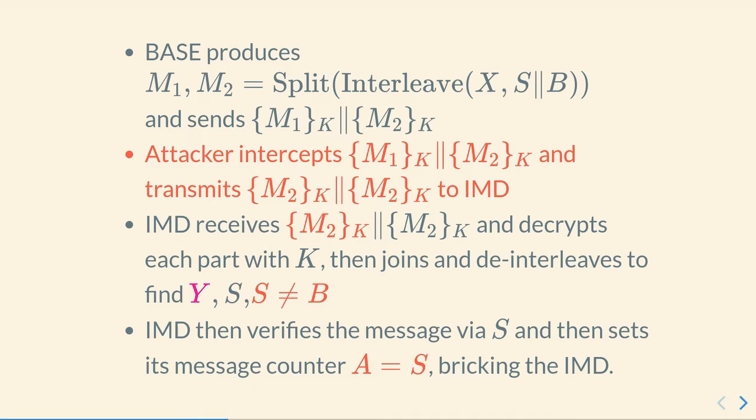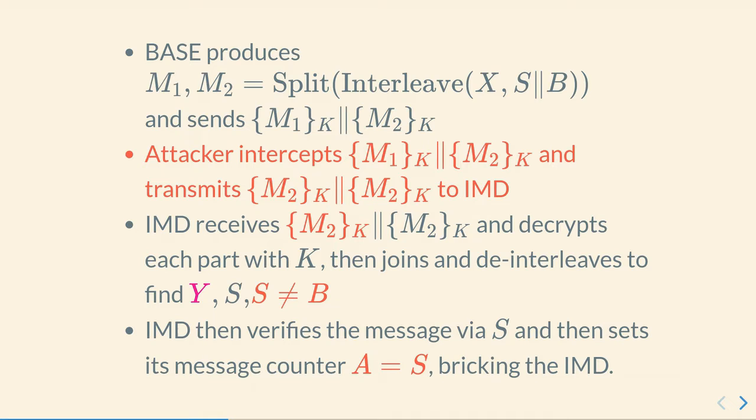Now, in all likelihood, the serial number S is a 32-bit value that is larger than the message counter, and consequently the device sets its own internal message counter A to be equal to S. Because now the implanted medical device has a message counter that is huge, equal to the serial number, it will cease to accept any messages from the base station, which will be sending with the legitimate message counter B, which would probably be much smaller. So this effectively bricks the implanted medical device just because of the presence of an attacker.